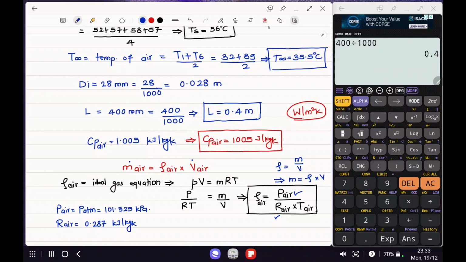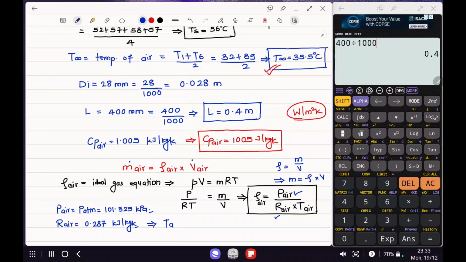Remember, if you are taking pressure in kilopascal, you have to use R in kilojoule per kg Kelvin. Many times students make a mistake. They tend to write it as 287, or even sometimes they write it as 8.314, which is the universal gas constant. It is not applicable here. So R of air is there, P of air is there. What about T of air? T of air, actually T infinity, we have already obtained here. So we just need to convert it into Kelvin. Always remember, in case of the ideal gas equation, temperature is always in Kelvin.